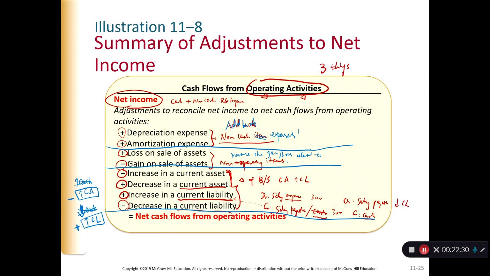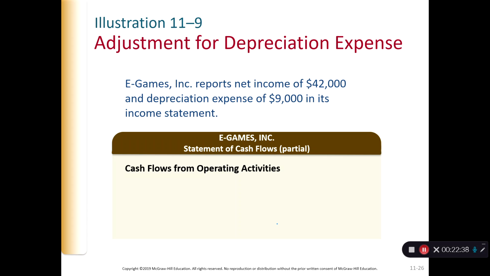And when it's decreasing, it's the other way around. This way you can get the net cash flow from operating activity. We're going to give you an example here. E-Games is reporting a net income of $42,000. That's your starting point. You're translating this number back to the operating activity cash flow balance, right?